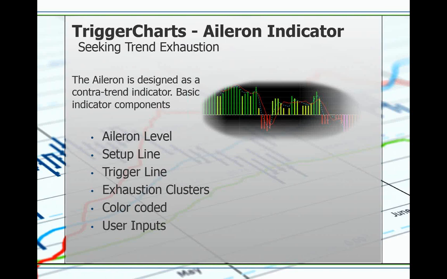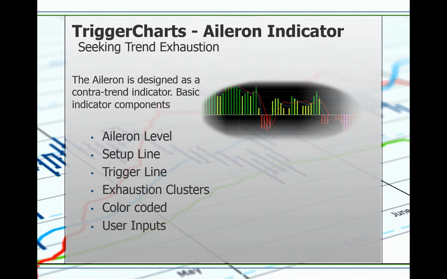What we're going to look at is the aileron level, and usually it goes somewhere between a -70 at the outskirts to a +70. We also have the setup lines and trigger lines, important things to consider. Exhaustion clusters.